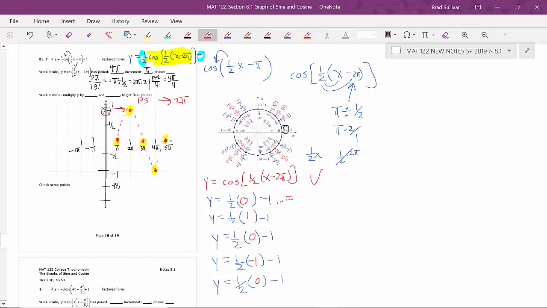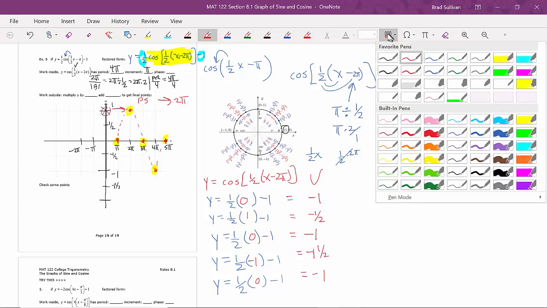Work out the details. This is -1. This is 1/2 minus 1, so it's -1/2. That's 0 minus 1, so that's -1. This is -1/2 minus 1, so that's -1.5. And then this one is 0 minus 1, so it's -1. So actually, that gives you your points, and then we're done. That'll show you how these points get changed.